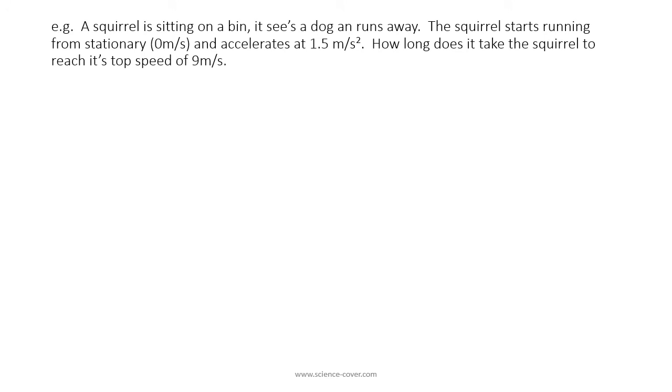In this example, a squirrel is sitting on a bin. It sees a dog and runs away. If the squirrel starts running from stationary, that's 0 meters per second, and accelerates at 1.5 meters per second squared, how long does it take the squirrel to reach its top speed of 9 meters per second?